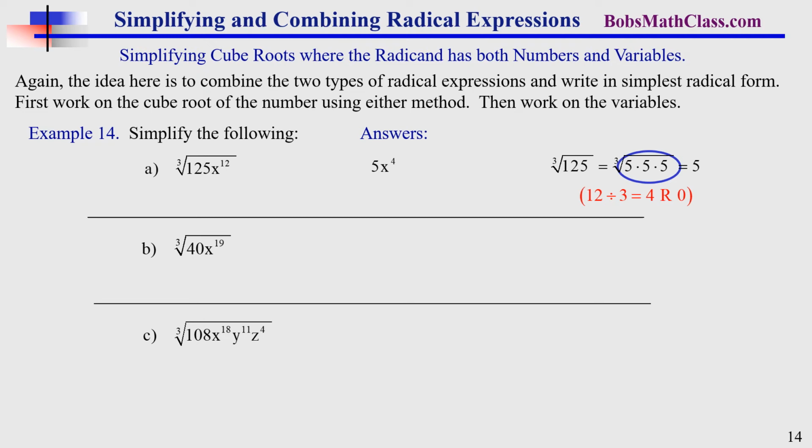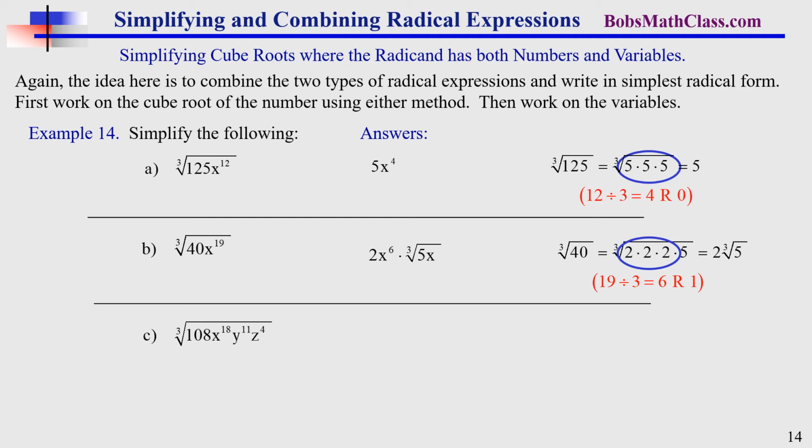Cube root of 40. 40 is 3 2s and a 5. So a 2 is going to be written in front, a 5 will be written inside, and then 3 goes into 19 6 times with 1 left over. So we have a 2 in front, the cube root of 5 inside, 3 goes into 19 6 times, and there's 1 left over.